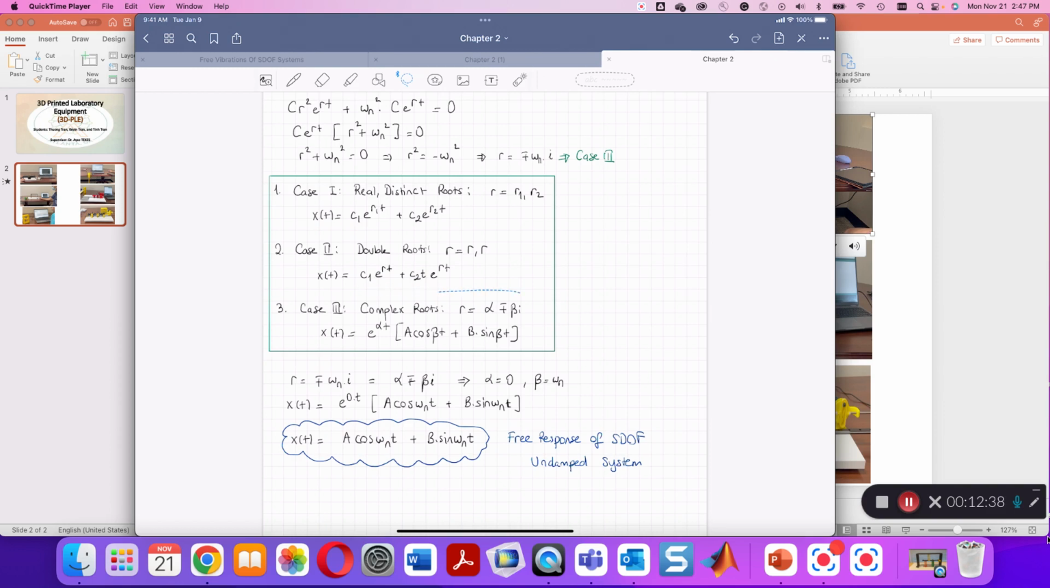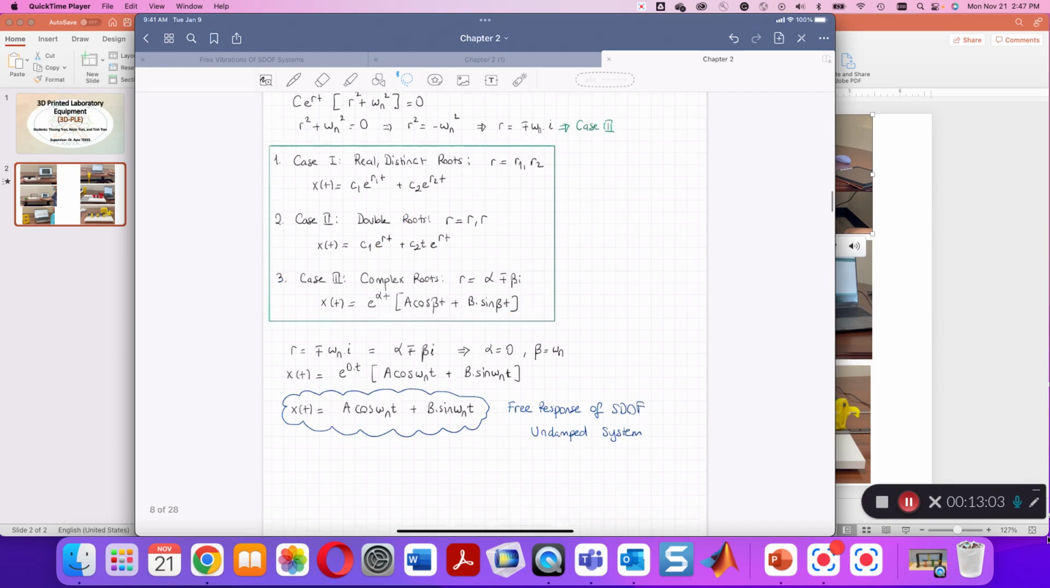But if you have complex roots, then the solution should be e to the alpha t, where alpha is the real component and beta will be the complex part of your roots. When I look at my example here, r was equal to plus or minus omega n times i. Then it means it's not real, it's not double. I have a third case, which is complex roots.